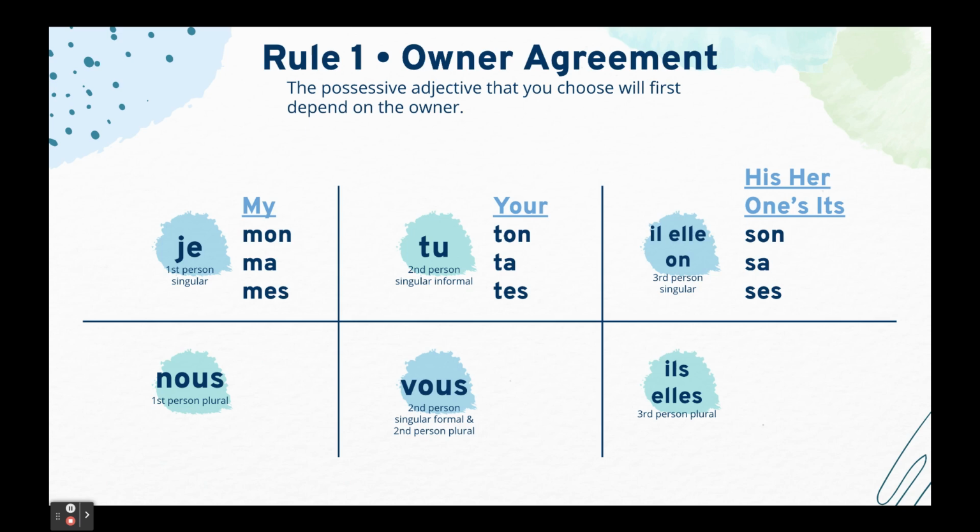And then looking at nous, first person plural, our possessive adjectives are notre and nos. Looking at vous, our possessive adjectives are votre and vos. And for il and elle plural, our possessive adjectives are leur and, get this, leur. They're pronounced exactly the same, but the second one gets an S at the end because it's plural. Hopefully that will make more sense in the second video when we talk about those.